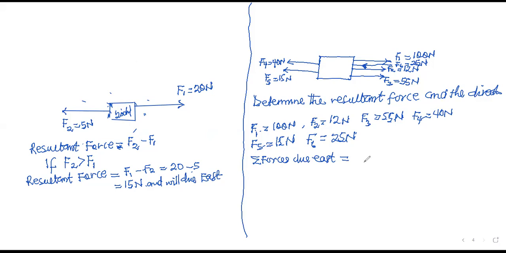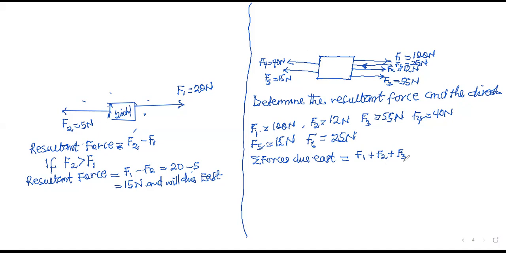So we have F1 plus F2 plus F3. Please note that sometimes we can possibly have a force here which is acting due east, as I did. So it isn't all the time that you have the forces being at one side. It can be mixed.